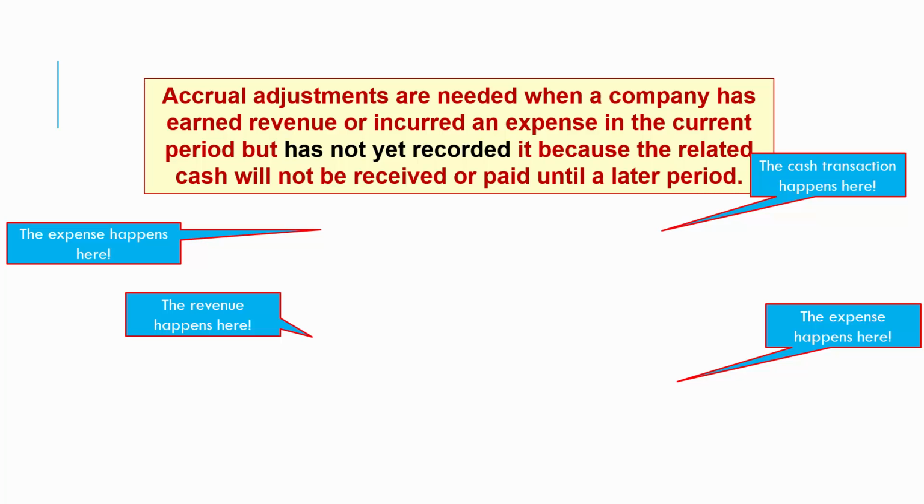So you think about deferrals and you think about accruals as opposites. They both come about because of a problem. The problem is that revenue and expense don't happen at the same time as cash flow.